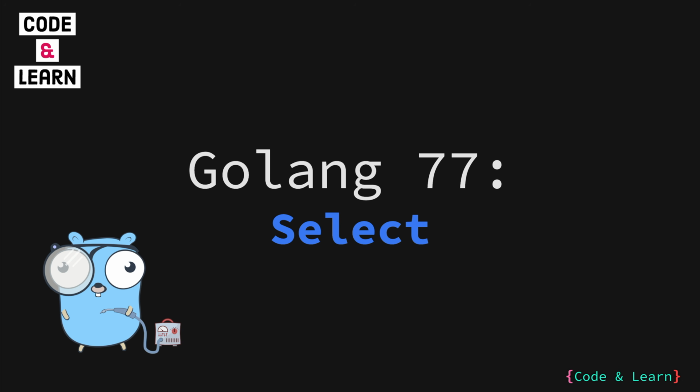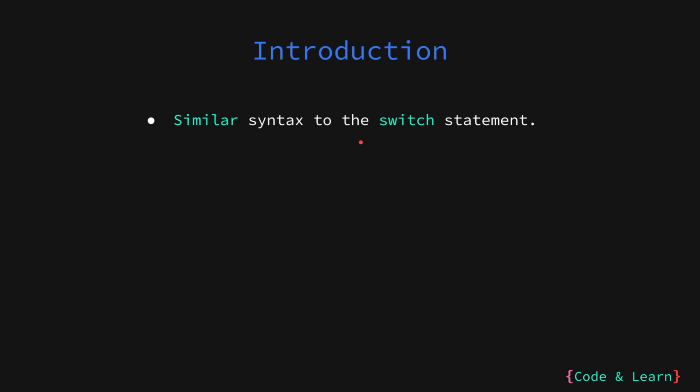In the previous lesson, we learned about channels, which make Go's concurrency model special. In this lesson, we will cover the select statement, which helps us compose channels and bring channels together. So let's get started. The select statement has a very similar syntax to the switch statement. Just like the switch statement, it has cases and a default case.